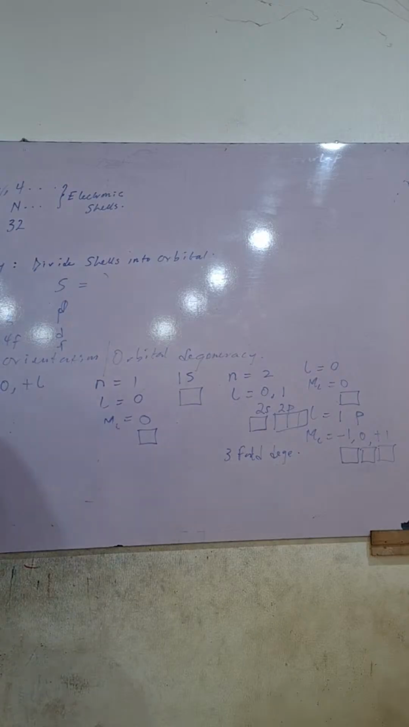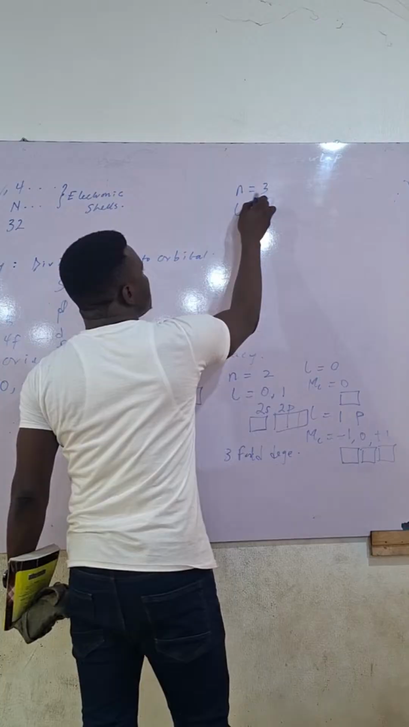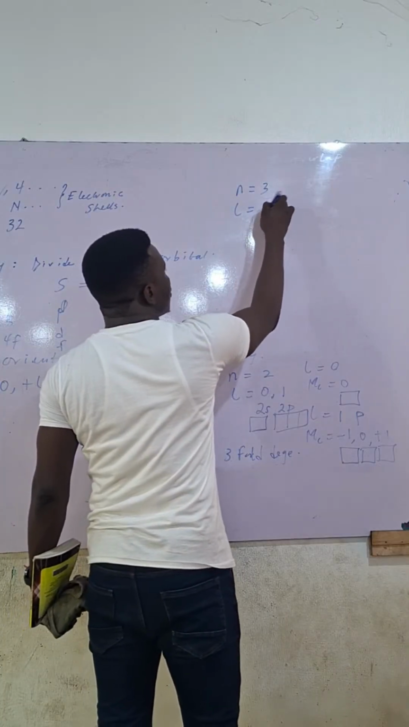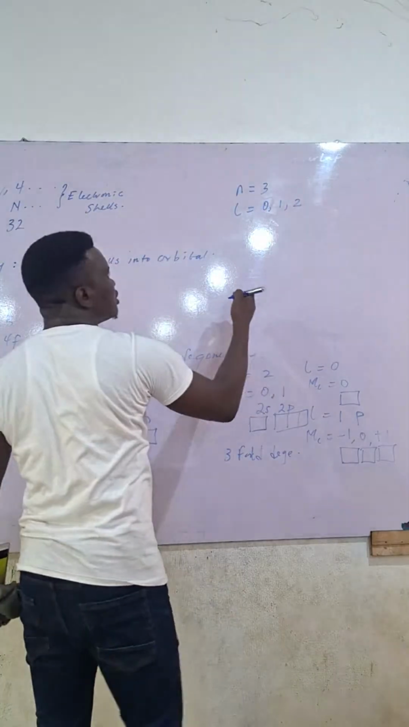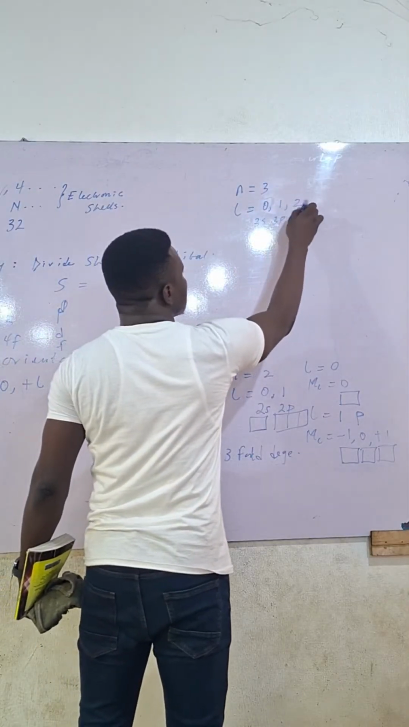Can we do it for when n is 3? What will our L be? 0, 1, and 2. Are you there? So now this will be 3s, 3p, 3d.